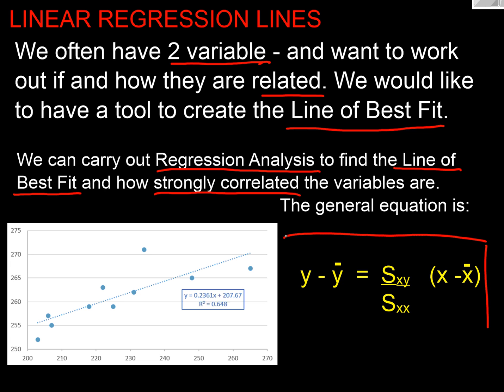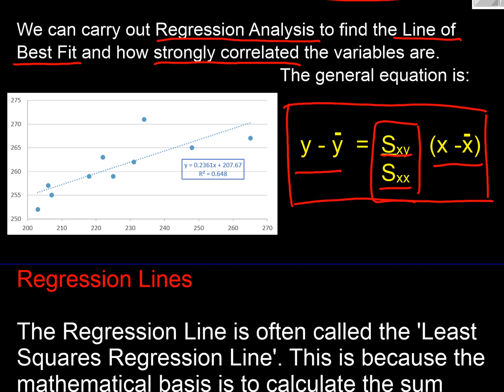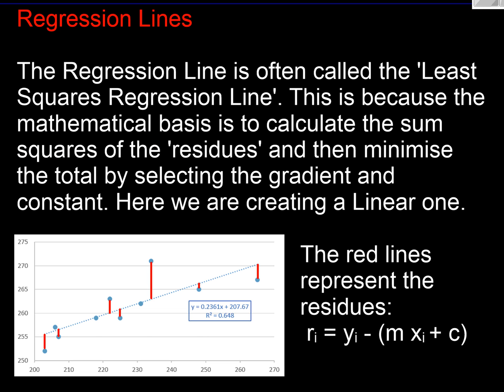So here's the formula for the linear regression line. We've got how far our y value is away from the y mean on the left, and we've got how far the x value is away from the x mean on the right, and then we've got a gradient made up of two factors here. The top one is our cross product that we looked at in the correlation video, and there's our sum of squares of the x, which we've used in standard deviation in the past. So let's have a look at how we get that answer.